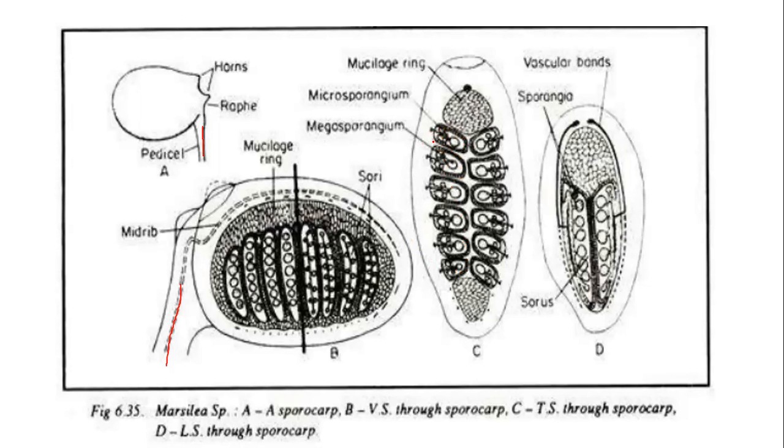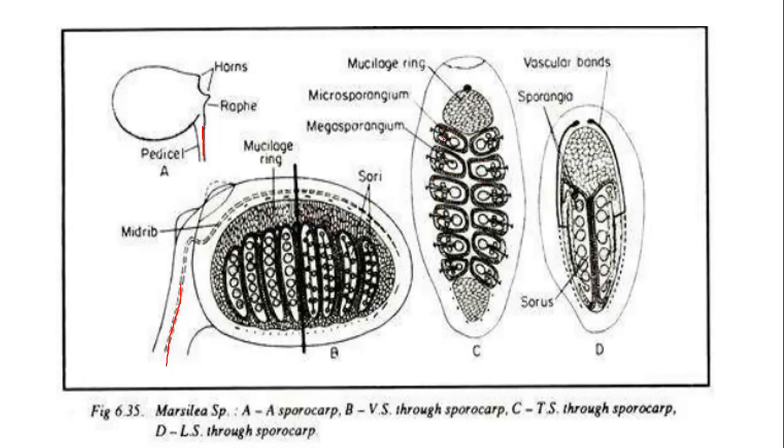Now you can see here each sorus has its own nutritive or covering layer, which we call the indusium. Look here, around this sori there is a wall layer. That is called the indusium. This is a nutritive layer supplying the sporangium. So here, each sori.